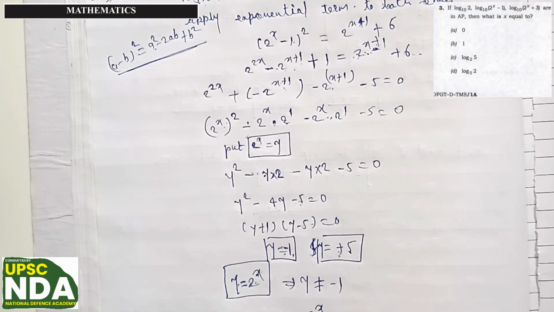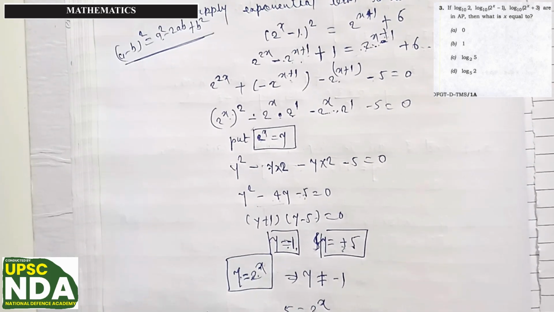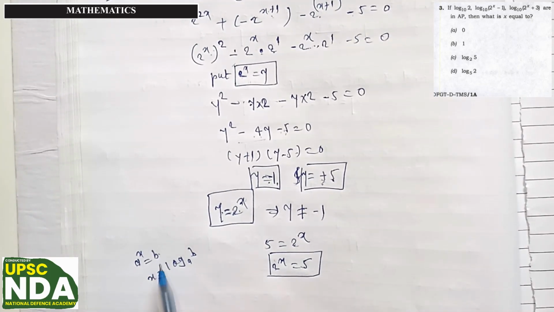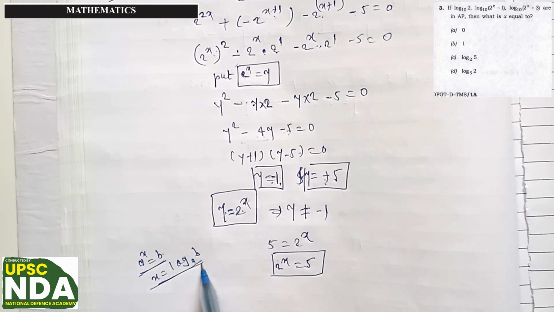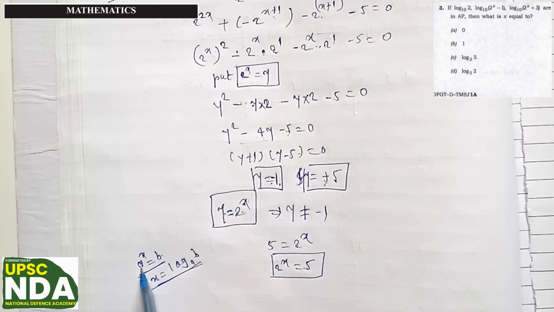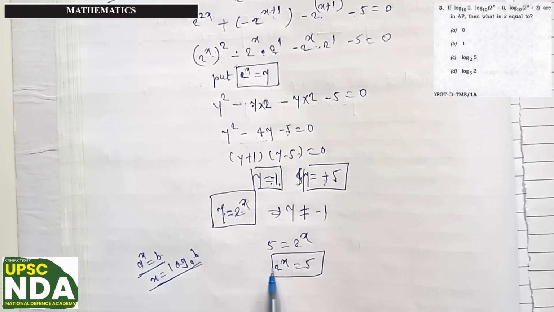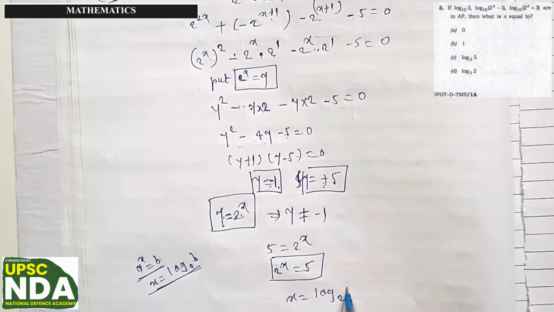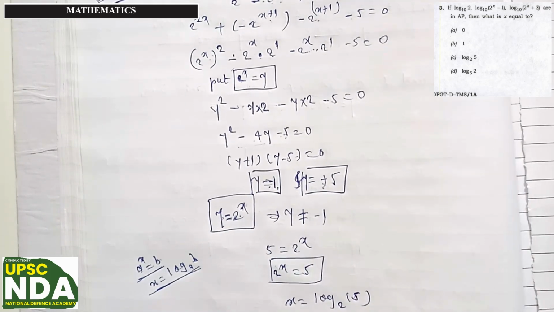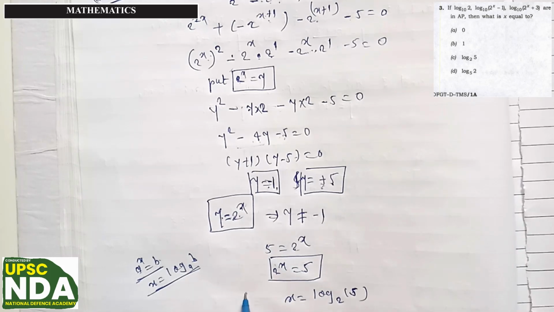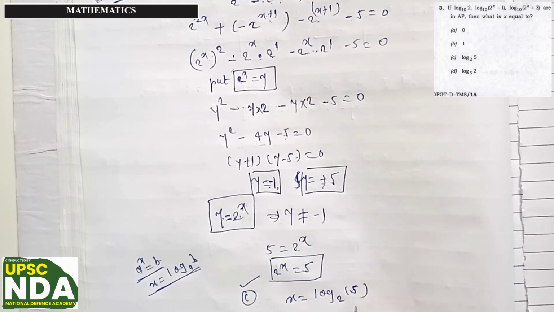What is the definition of logarithm? Let me explain it to you all. When we have a to the power x which is equal to b, then using logarithm we write x equal to log to the base a of b. Then we write x equal to log to the base 2 of 5. So this is the required answer, given in option C, log to the base 2 of 5, which is the correct answer.